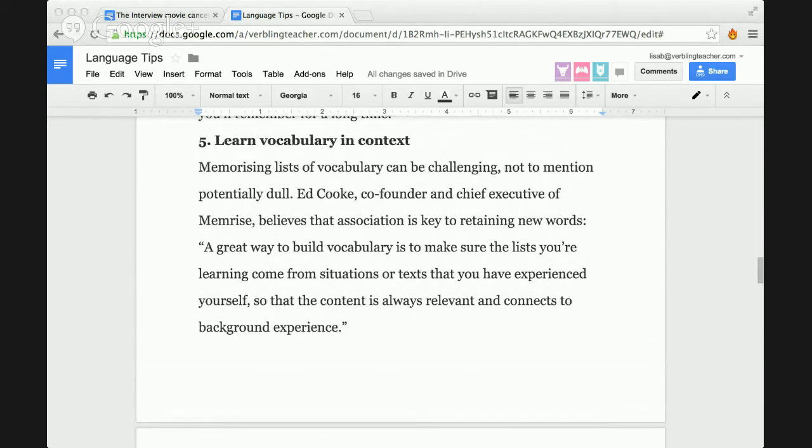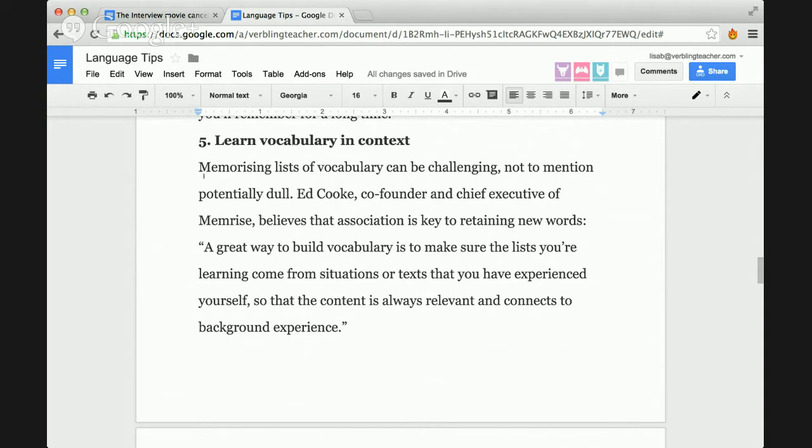Learn vocabulary in context. Memorizing lists of vocabulary can be challenging, not to mention potentially dull. Ed Cook, co-founder and chief executive of Memrise, believes that association is key to retaining new words. A great way to build vocabulary is to make sure the lists you are learning come from situations or texts that you have experienced yourself, so that the content is always relevant and connects to background experience.